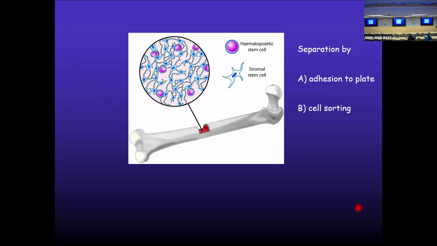And again, you can separate them by adhesion to the plate or cell sorting. For example, the opposite: you put these cells here, you remove the supernatant, and you take the cells that attached to the plate, and you get the stromal stem cells or the mesenchymal stem cells.